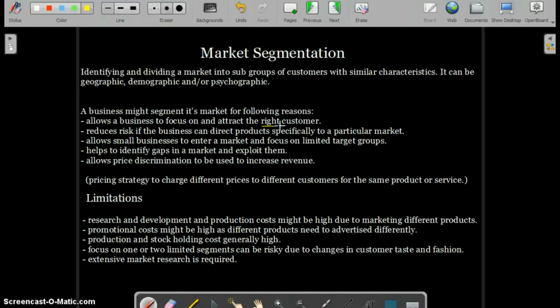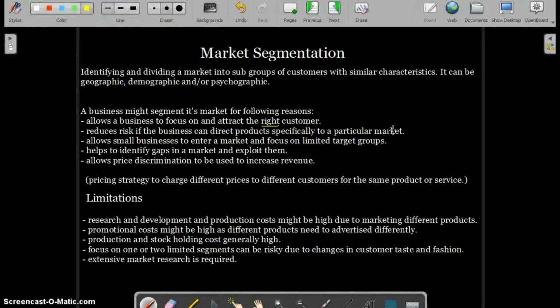Just an example. And then there's the point that it reduces risk if the business can direct products specifically to a particular market. If you don't have the label, you don't even know who you're selling it to, you're just selling it to the whole population. By adding labels and by segmenting the market, you are able to focus on the right customers and sell it to that particular market only.